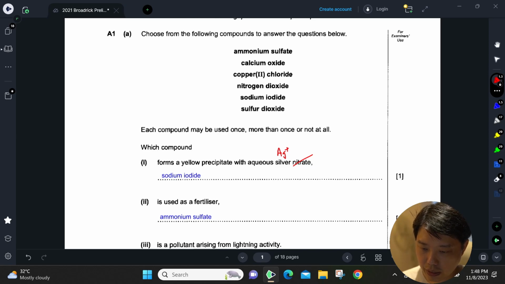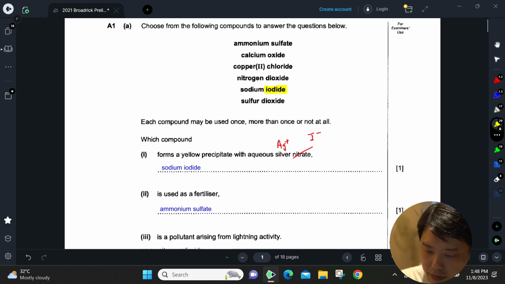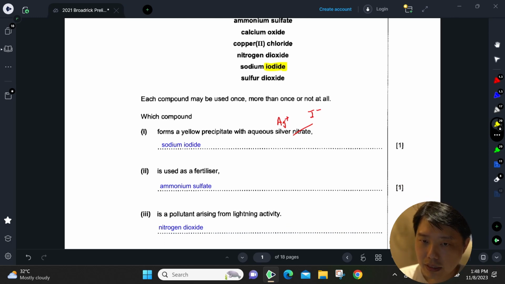If you look at the list, yellow PPT, you need to have I minus. So which of the compounds will actually supply you with I minus? I think if you look down the list, you kind of have no choice. There's only one compound with iodide. So the answer is sodium iodide. Okay, there's one mark in the bag.